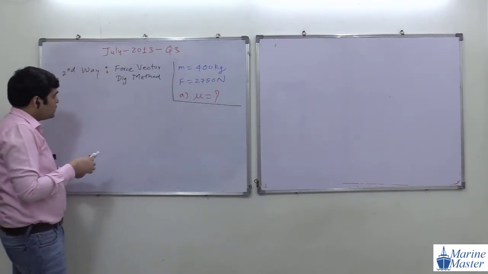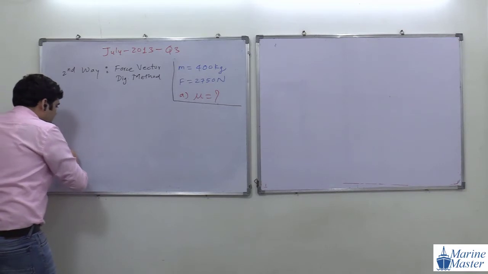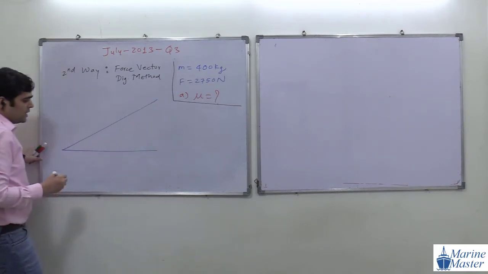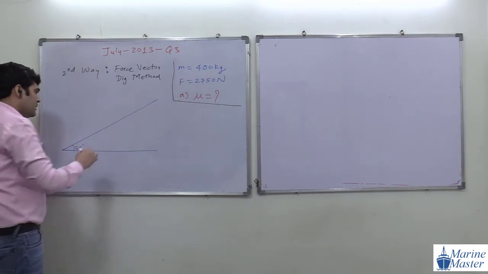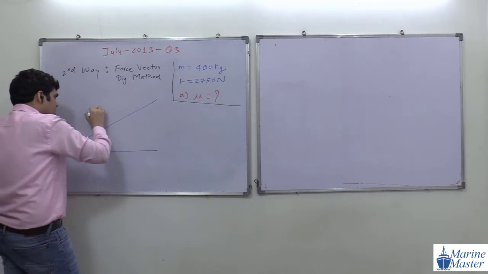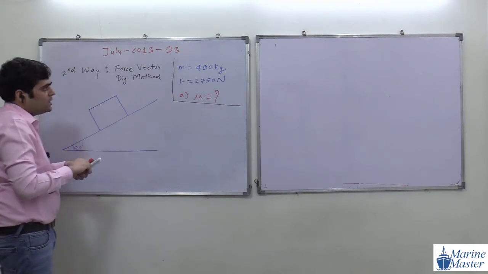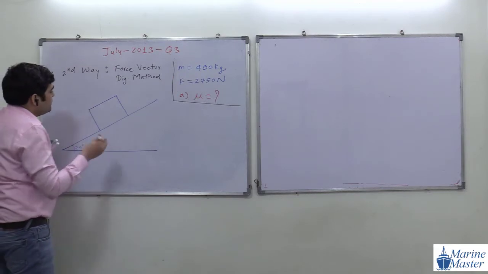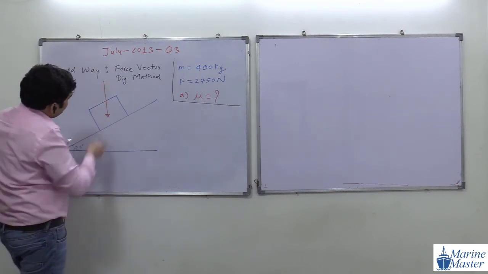What does the question want to say? Again, I am going to draw our plane. The plane is making how much angle, guys, with respect to horizontal? This is our horizontal. How much? 20 degree. This is our object. How much is the weight of the object? Mass is 400 kg, so weight will be 400 g. How will weight act, guys? Weight will always act vertically downward.